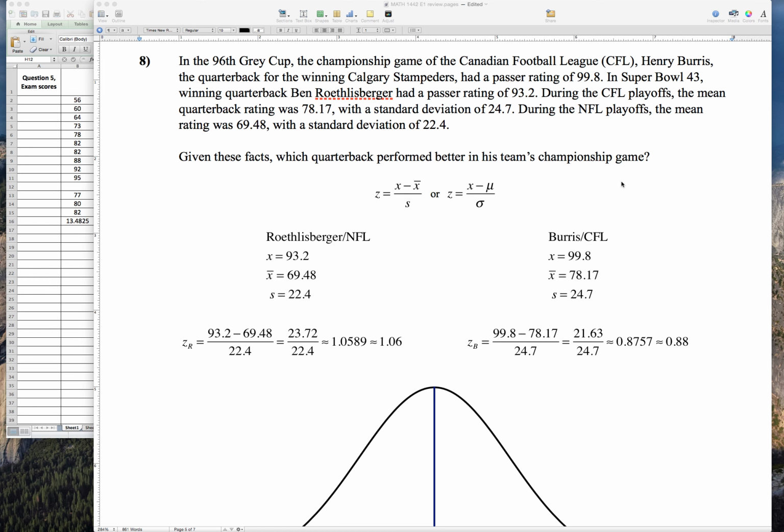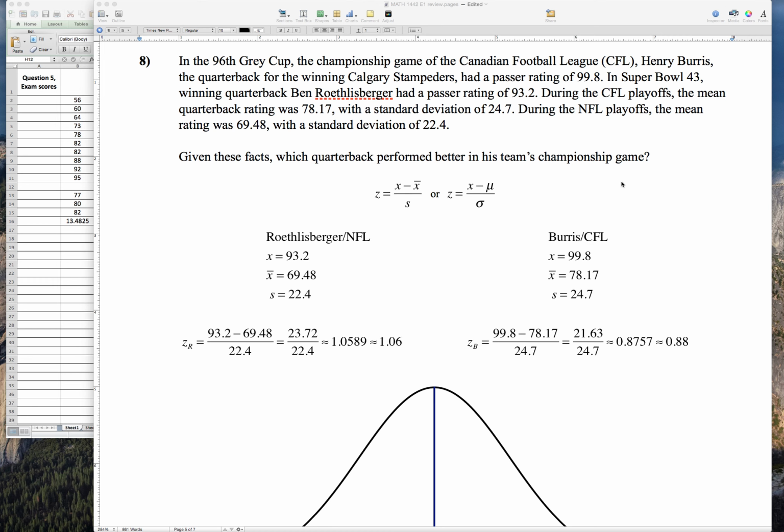Henry Burris, who was the quarterback for the winning Calgary Stampeders, had a passer rating of 99.8. In Super Bowl 43, Ben Roethlisberger, who was the winning quarterback for the Pittsburgh Steelers, had a passer rating of 93.2. Now, during the Canadian Football League's playoffs, the mean quarterback rating was 78.17, and the standard deviation of that data set was 24.7. And during the NFL playoffs, the mean quarterback passer rating was 69.48, with a standard deviation in that sample of 22.4.